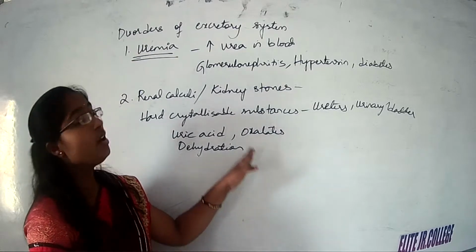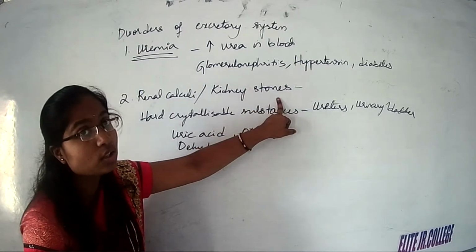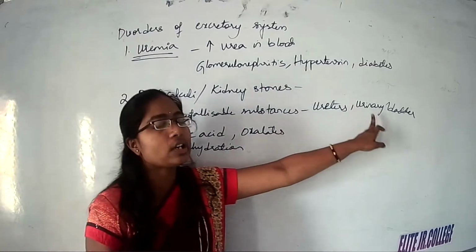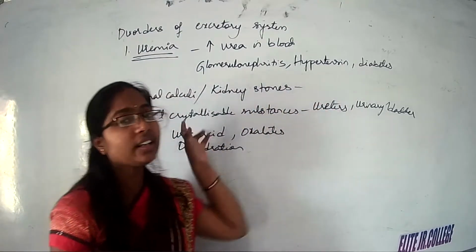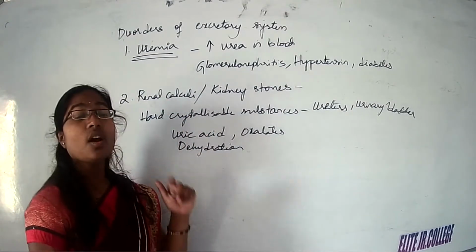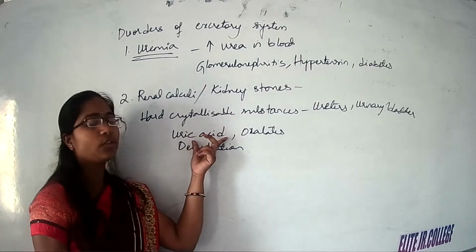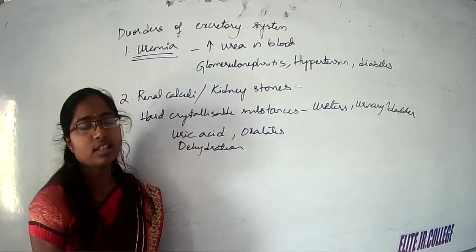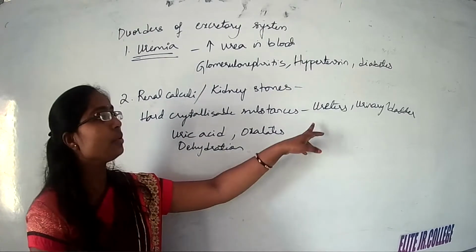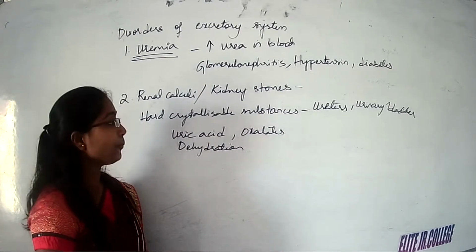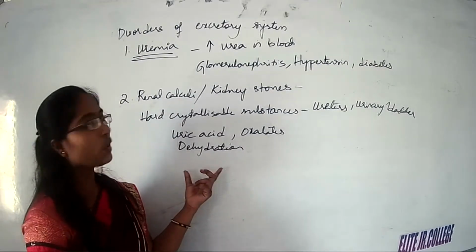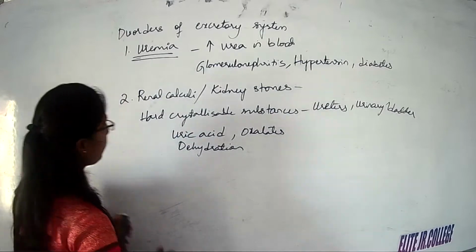Renal calculi means nothing but kidney stones, during which there are hard crystallizable substances found in the ureter or the urinary bladder. When there is an increased amount of uric acid or oxalates in the body, they are going to get crystallized and settle down in the ureters or the urinary bladder. So the major risk factor or the major cause of renal calculi is dehydration.